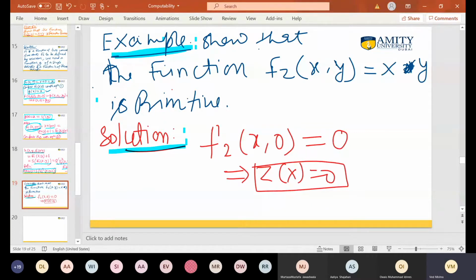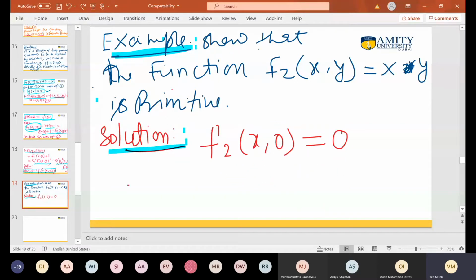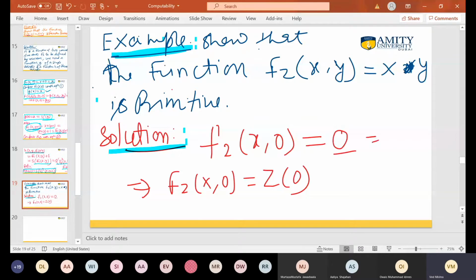or you will write since implies that f2 x of 0 equal to z0. Can you write this? Because value of 0 is z0 or not?